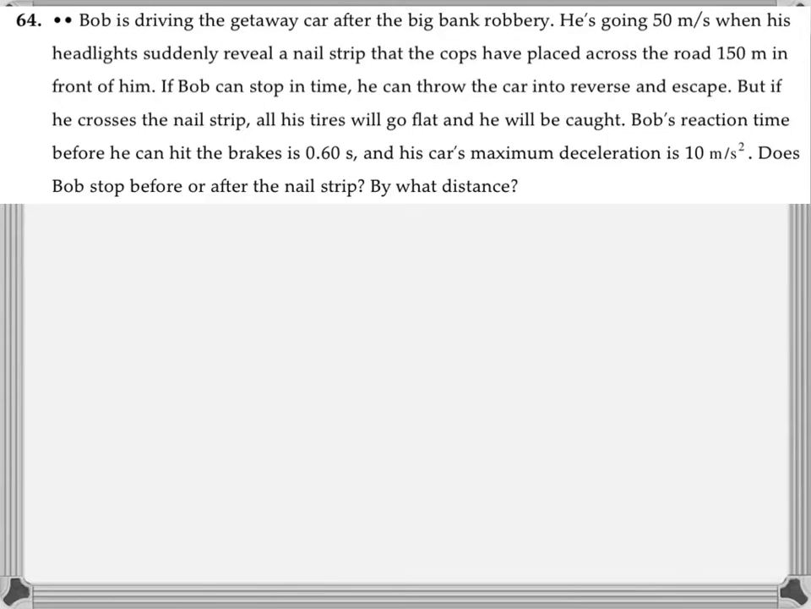If Bob can stop in time, he can throw the car into reverse and escape. But if he crosses the nail strip, all his tires will go flat and he will be caught. Bob's reaction time before he can hit the brakes is 0.6 seconds, and his car's maximum deceleration is 10 meters per second squared. Does Bob stop before or after the nail strip, and by what distance?